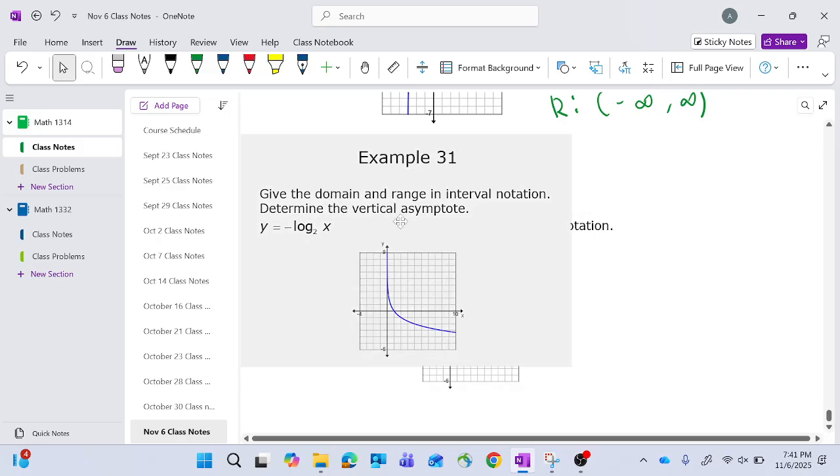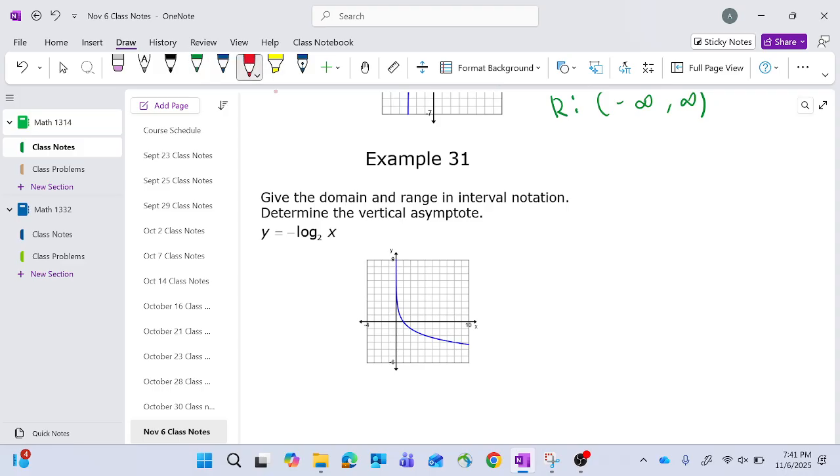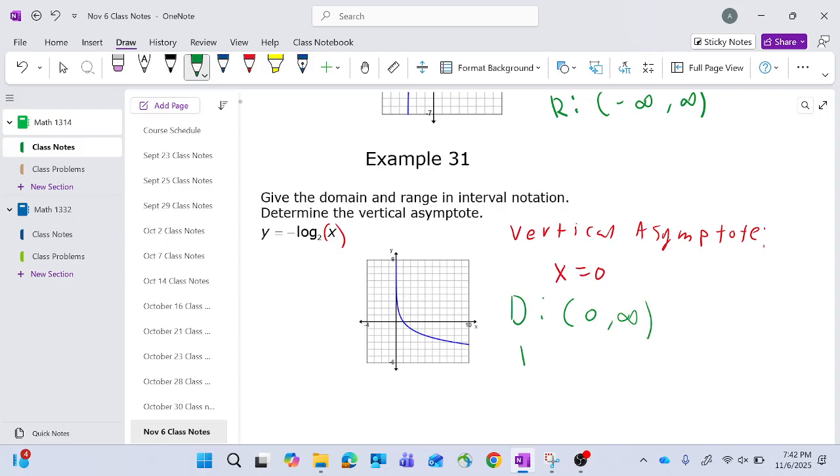Last problem of the day is the same thing as before. This domain, range, and asymptote. Well, the asymptote, you see how it's just x by itself, so it's x equals 0. So vertical asymptote, that's going to be x equals 0. The domain is from 0 to infinity. And the range is all real numbers.